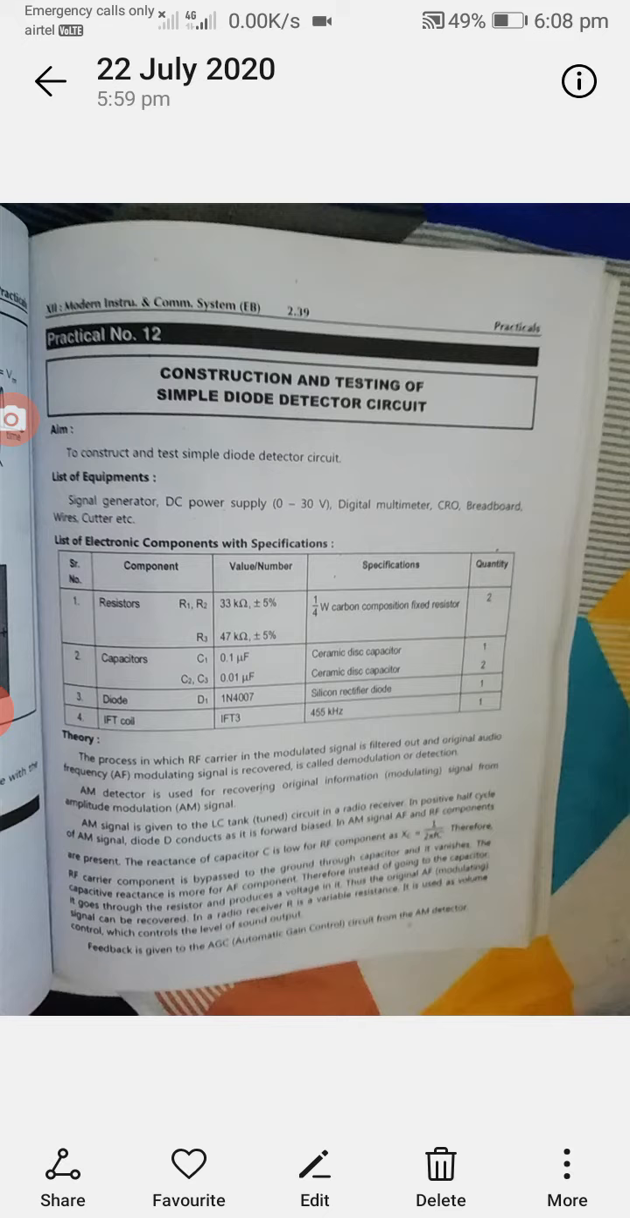In a radio receiver, resistor R is a variable resistance. It is used as volume control, which controls the level of sound output. Feedback is given to the AGC (automatic gain control) circuit from the AM detector.